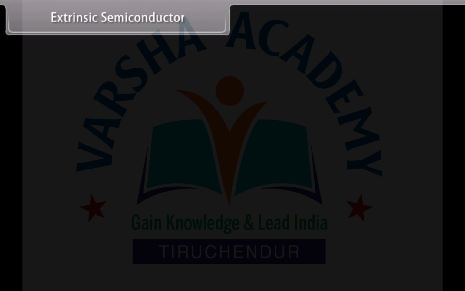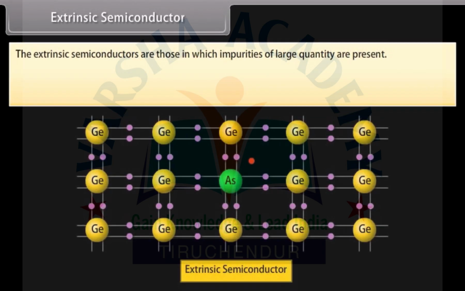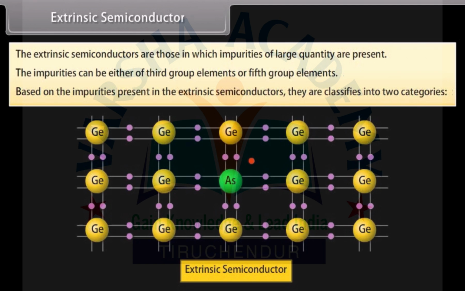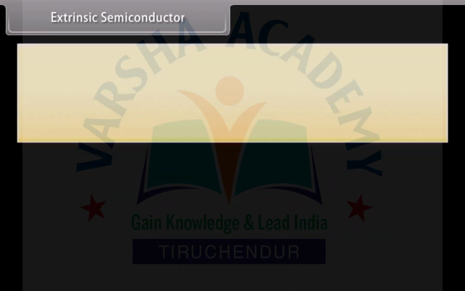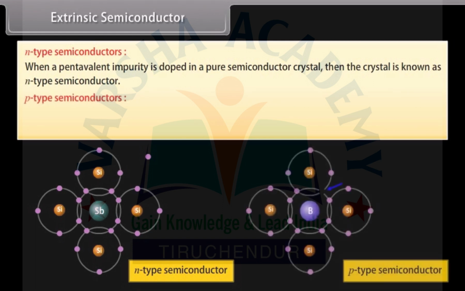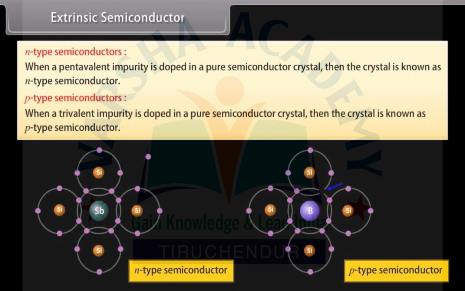Extrinsic semiconductor. Extrinsic semiconductors are those in which impurities of large quantity are present. The impurities can be either of third group elements or fifth group elements. Based on the impurities present in the extrinsic semiconductors, they are classified into 2 categories. N-type semiconductors. When a pentavalent impurity is doped in a pure semiconductor crystal, the crystal is known as N-type semiconductor. P-type semiconductor. When a trivalent impurity is doped in a pure semiconductor crystal, the crystal is known as P-type semiconductor.